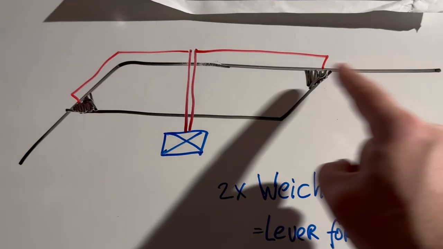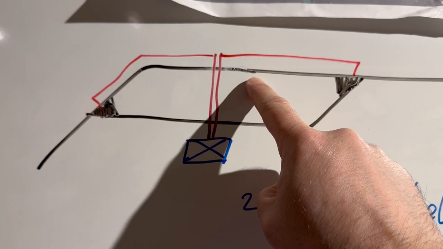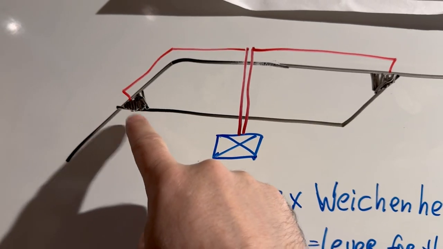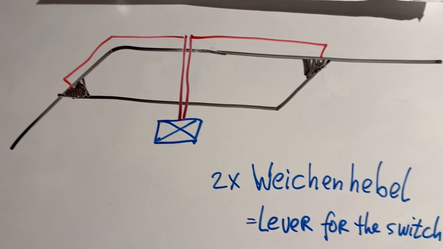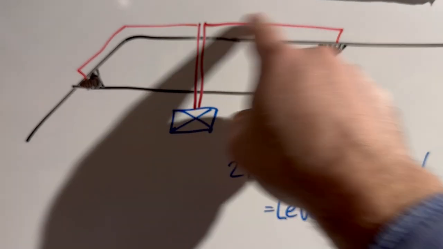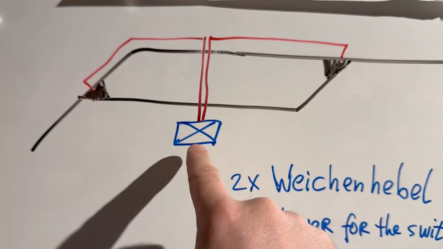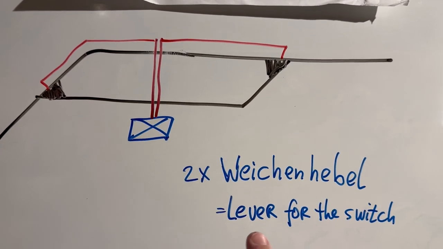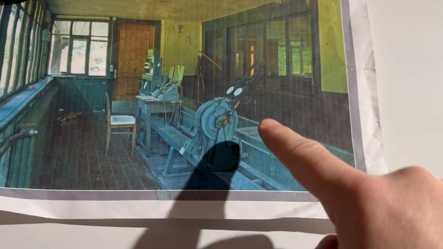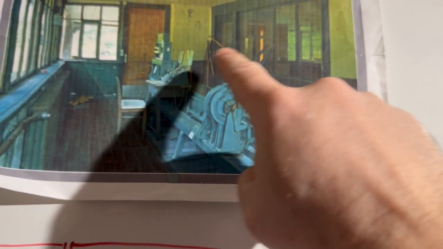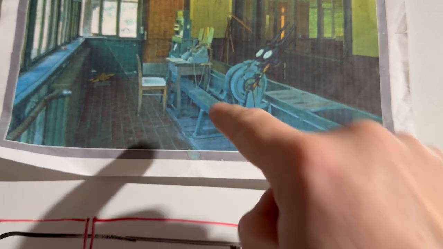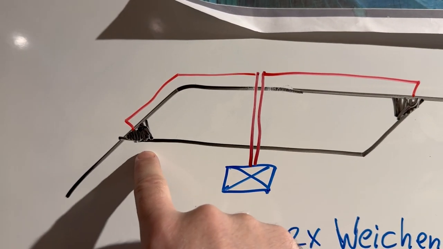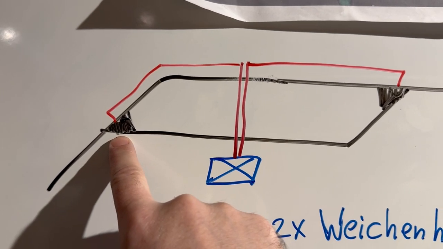If there is a train in the station and a different train has to pass, of course the two switches have to be set. For that there are lines, wires running from the station building. There are two Weichenhebel, two levers. You can see them in this picture. So you can draw them, and then via the wires, the two switches can be changed.